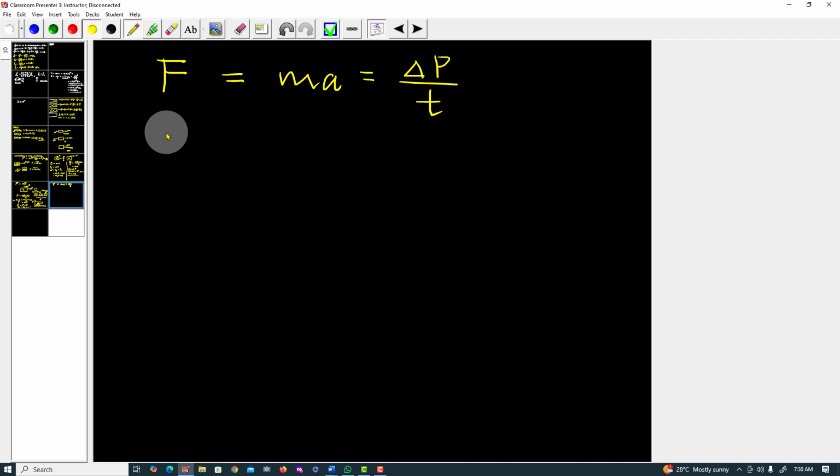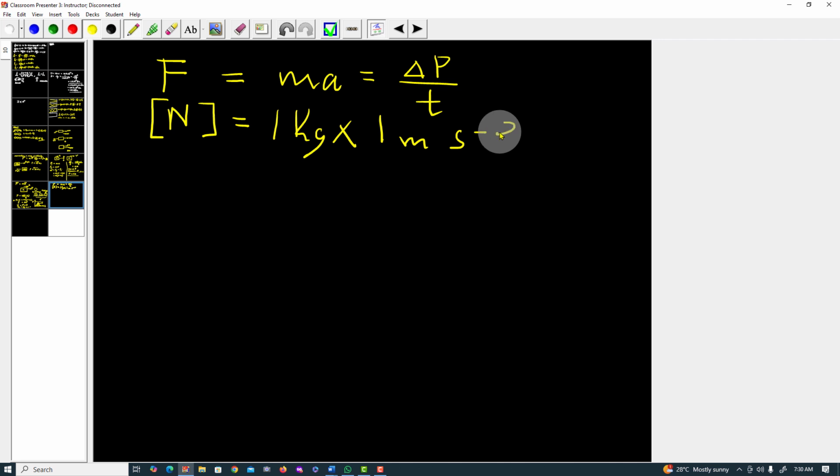Then we can say that the SI unit of force is newtons. The SI unit of force is newtons. And we can define the newton as 1 kilogram multiplied by 1 meter per second squared.